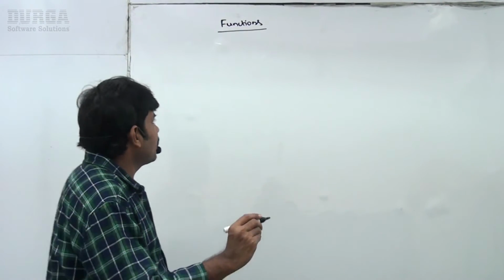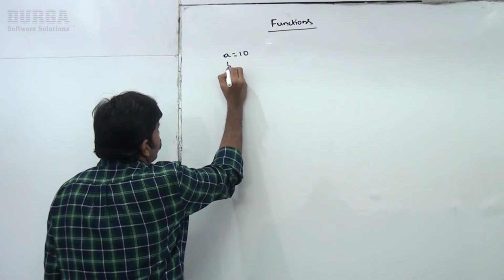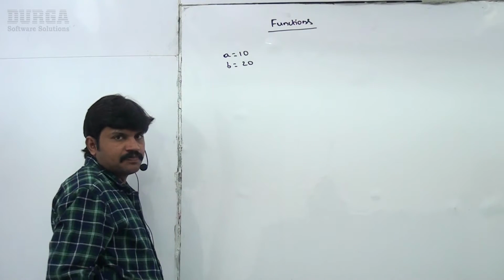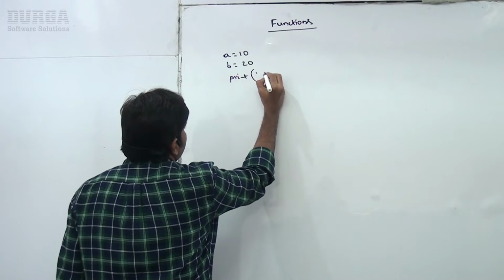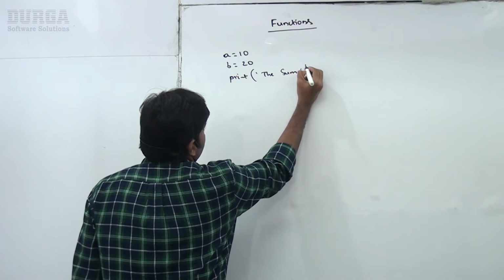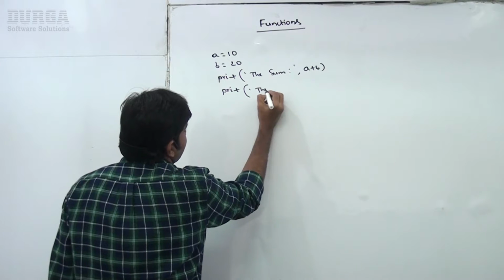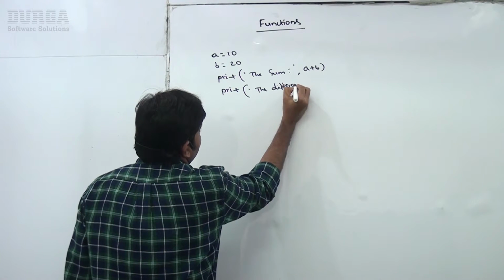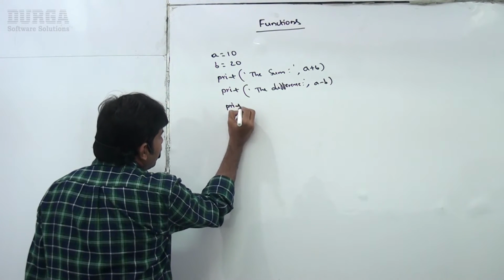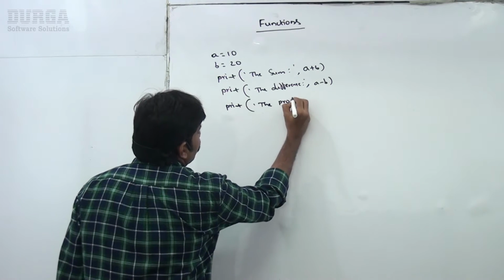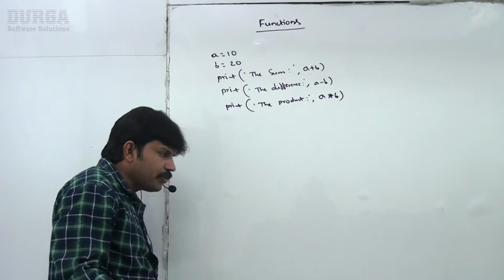Suppose let me consider my code, sir. I don't want to use any functions. a is equal to 10, b is equal to 20. Now I want to print the sum. The sum is a plus b. Next, print the difference. The difference is a minus b. Next, print the product. The product is a into b, like this.